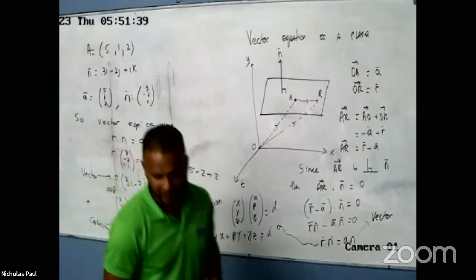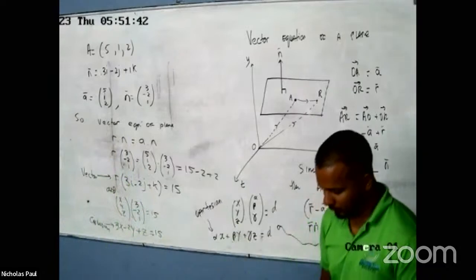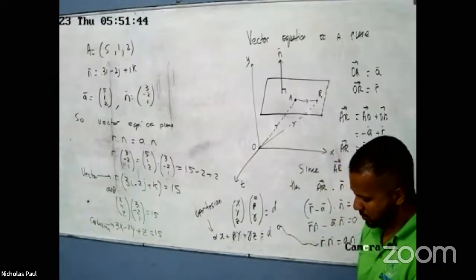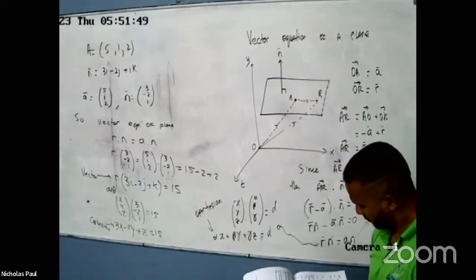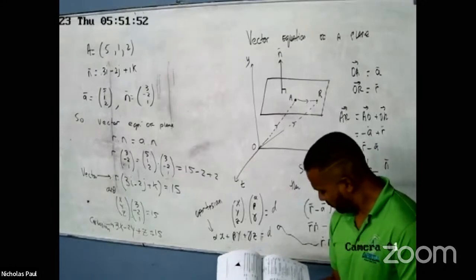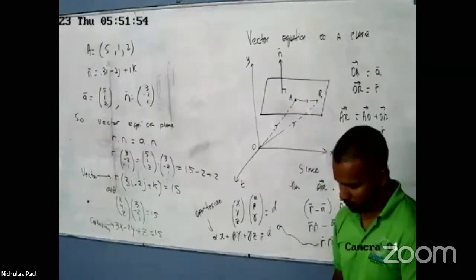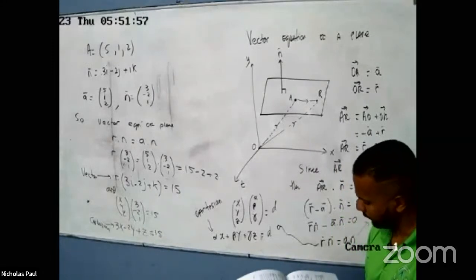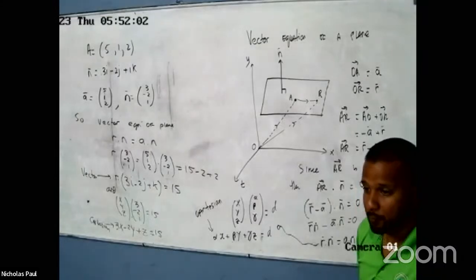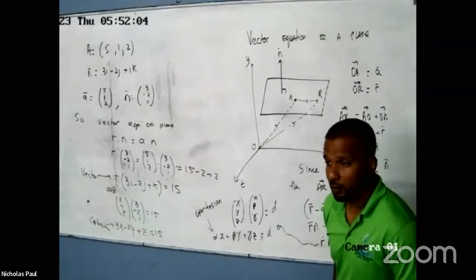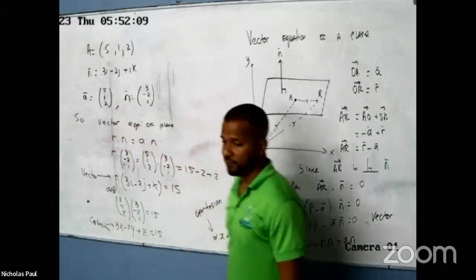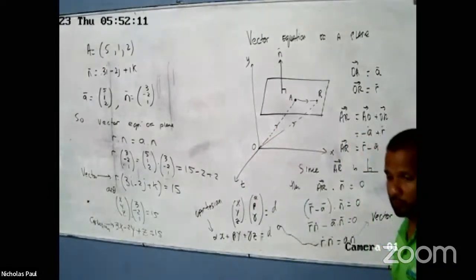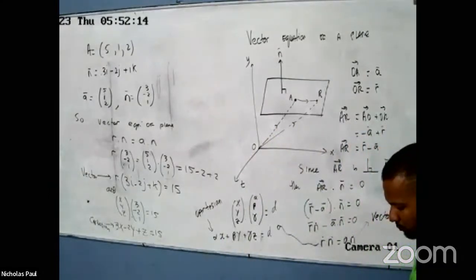Check it. Any questions? The hardest thing is just to figure out what is a and what is n. That's it. Once you figure out a and n, you're good to go. Copy down. Let's do our next one.